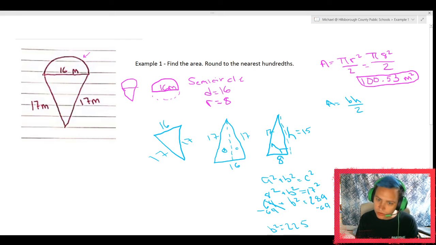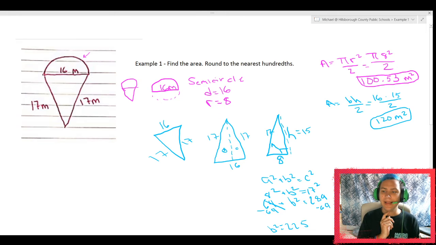The base of the whole triangle is 16. And the height of the triangle is going to be the 15 that we just found. And we're going to divide that by 2. So again, we multiply that out, and this time we're going to end up with 120 meters squared. And now we can take those two things and we can actually solve this.